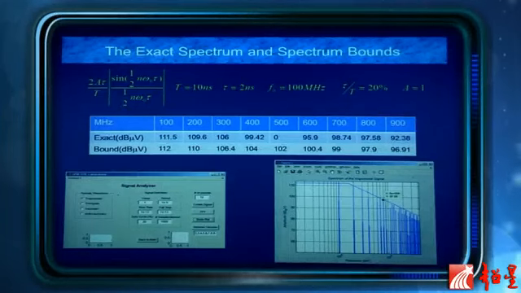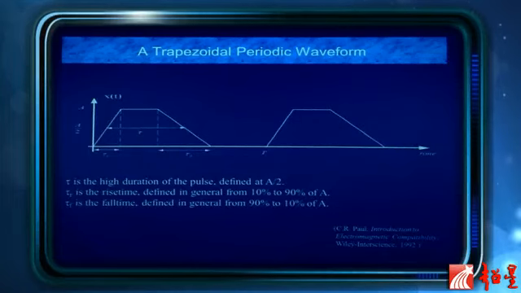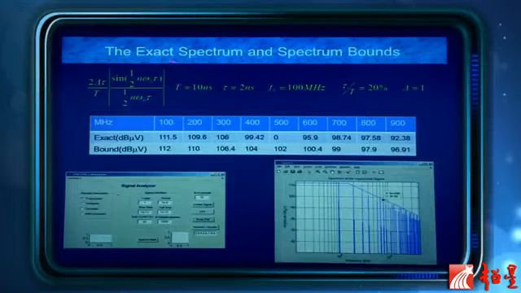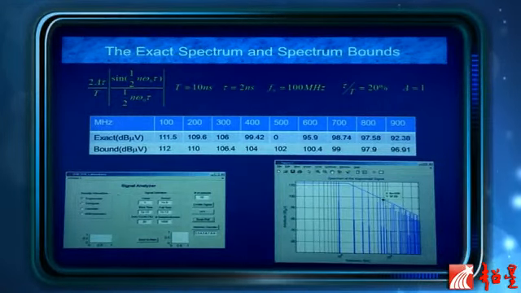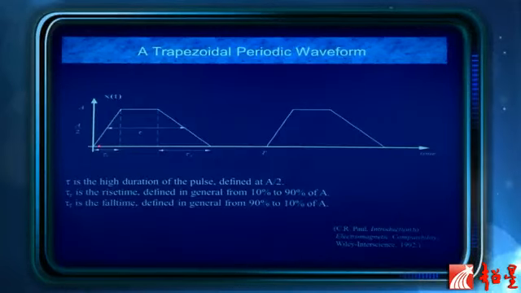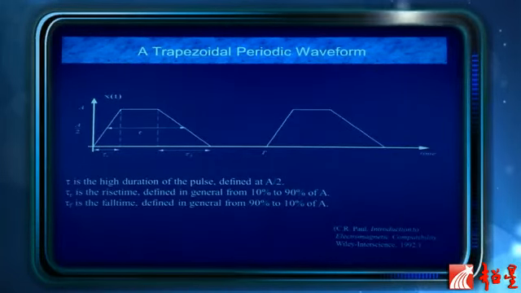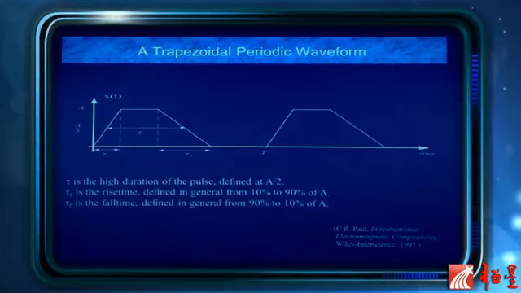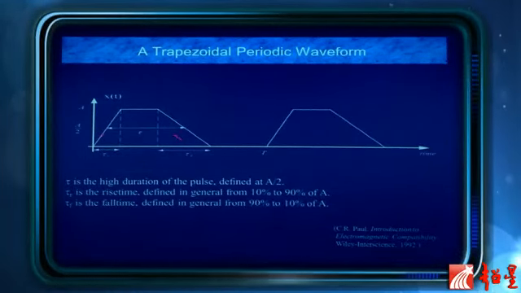Okay, I'm going to show you this a little bit later. All right, so this is about a rectangular waveform, where the rise time and fall time are 0. Okay, that's that signal. What if we have a nonzero rise time and fall time?